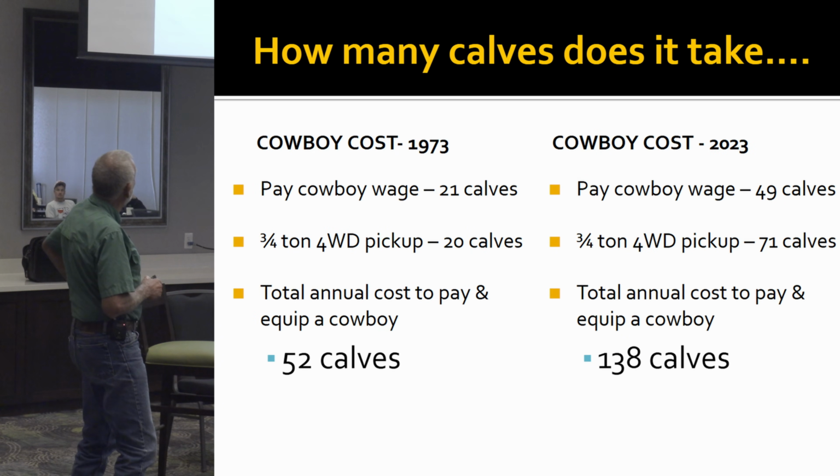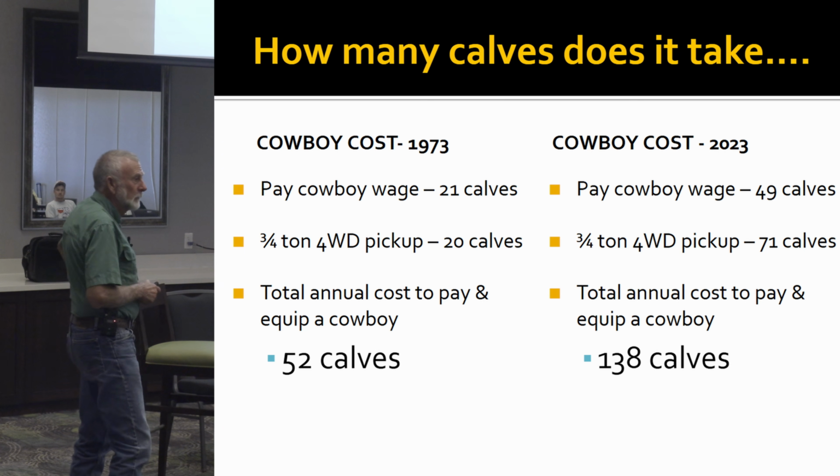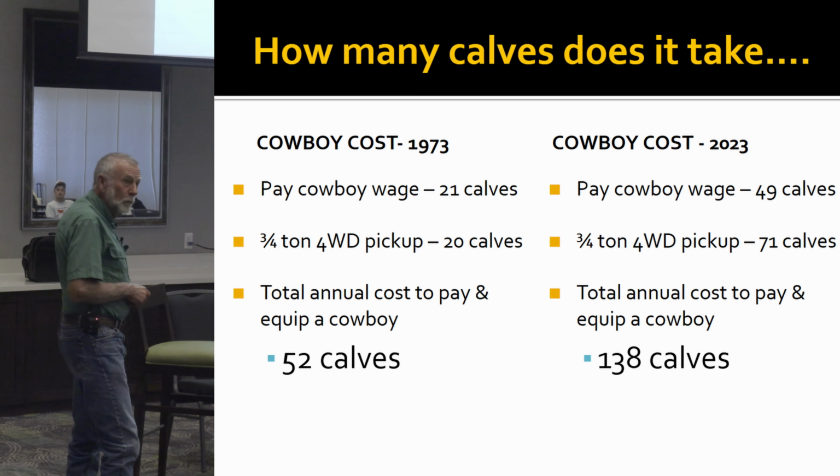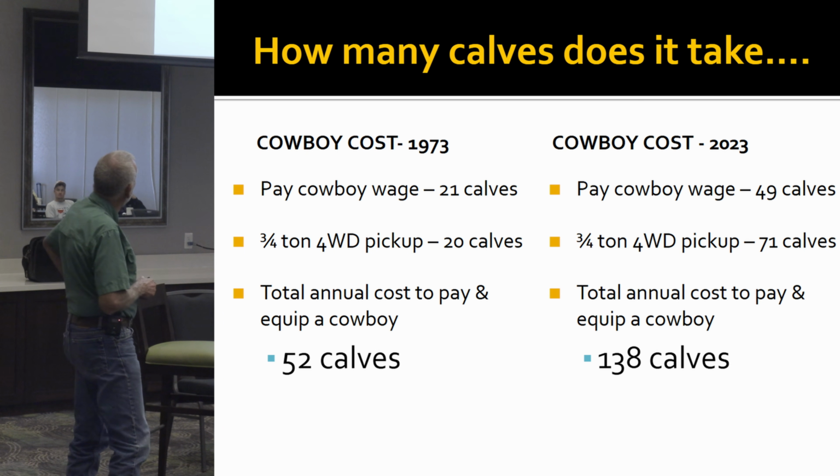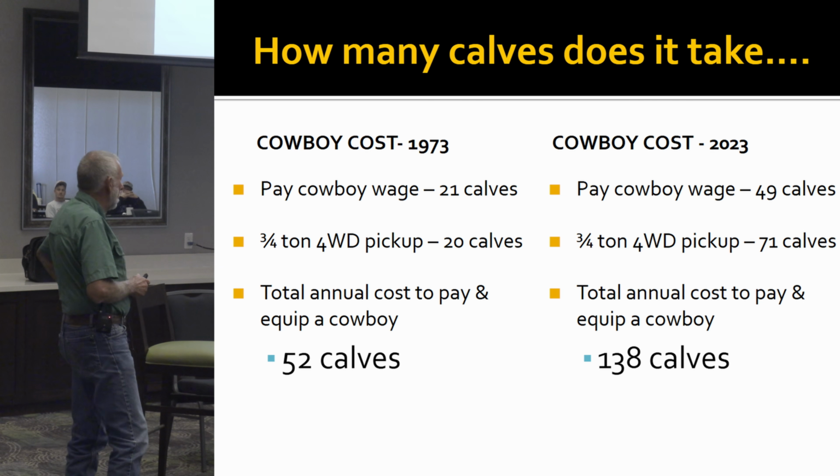But in 1973, using the peak price of 1973, a 3/4 ton four-wheel drive pickup costs 20 calves. And then you take the other tools and stuff to outfit a cowboy. Basically, the annual cost to equip a cowboy was 52 calves.